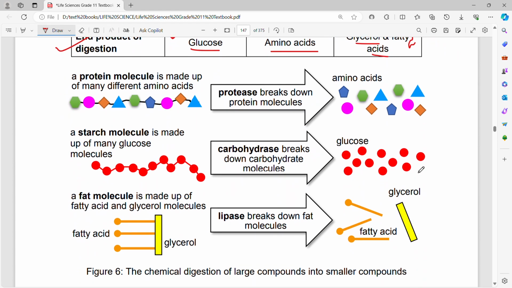Then let's look at this. Chemical digestion of large molecules into smaller compounds. A protein molecule is made up of different amino acids. A starch molecule is made up of many glucose molecules, and a fat molecule is made up of fatty acid and glycerol molecules. So again they have discussed the same thing. Protein molecules use proteases to break down proteins into amino acids. Starch molecules use carbohydrases to break down carbohydrate molecules into glucose. Lipases, which act on fats containing fatty acids and glycerol, will break down fat molecules into glycerol and fatty acids.